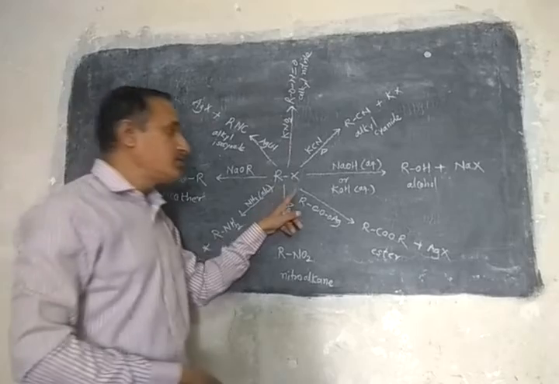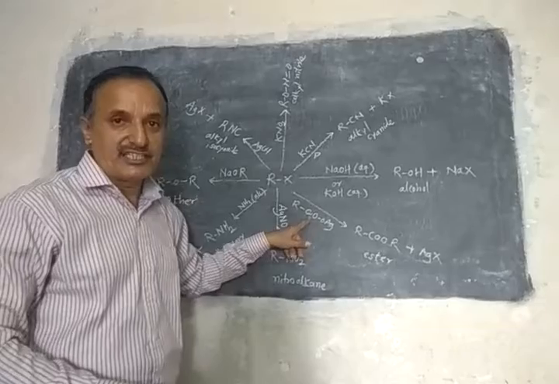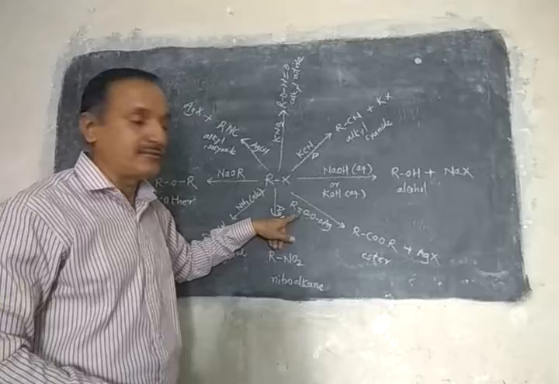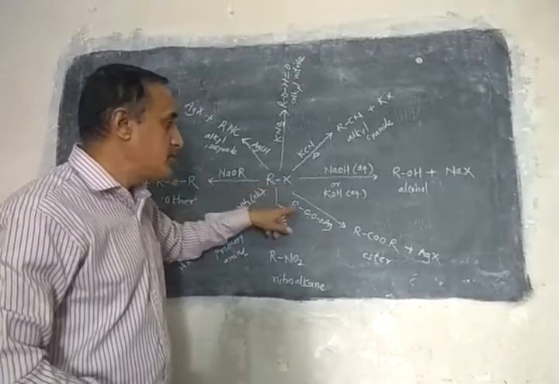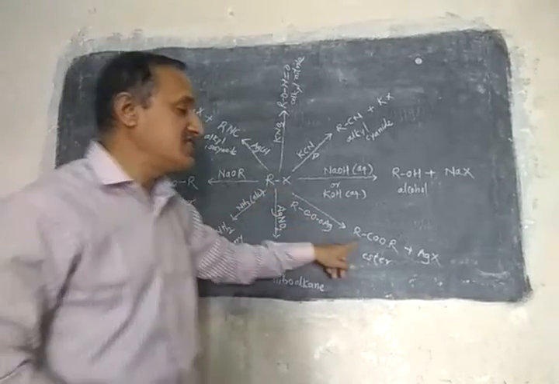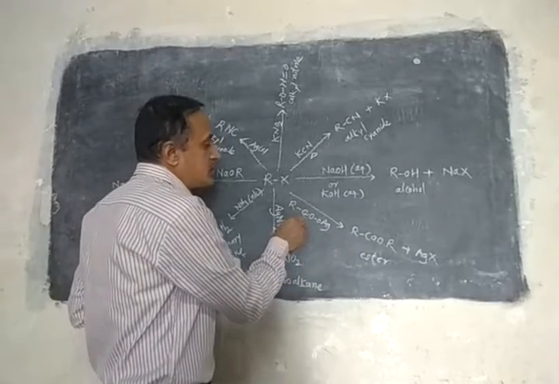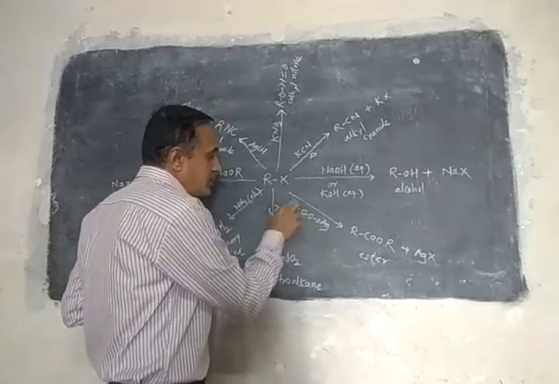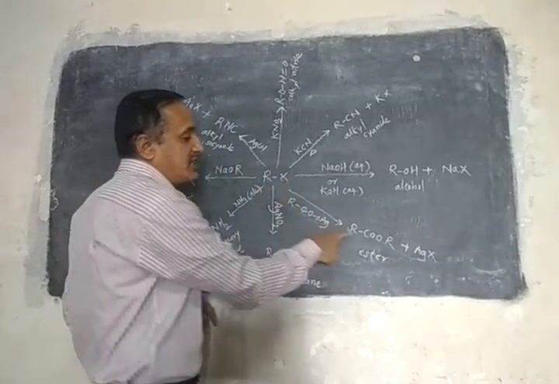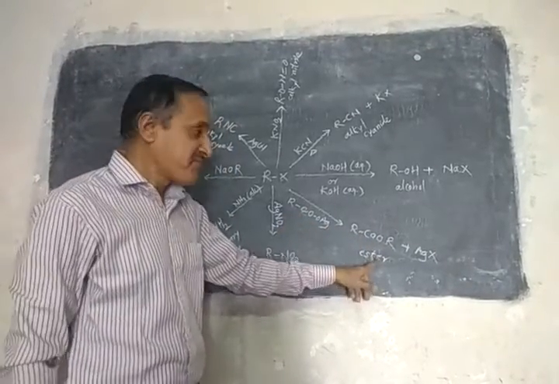Third reaction: RX is treated with the silver salt of carboxylic acid. When this silver salt of carboxylic acid reacts with the alkyl halide, we get an ester, RCOOR. Here RCOO acts as the nucleophile and replaces the X. We get RCOOR, the ester.